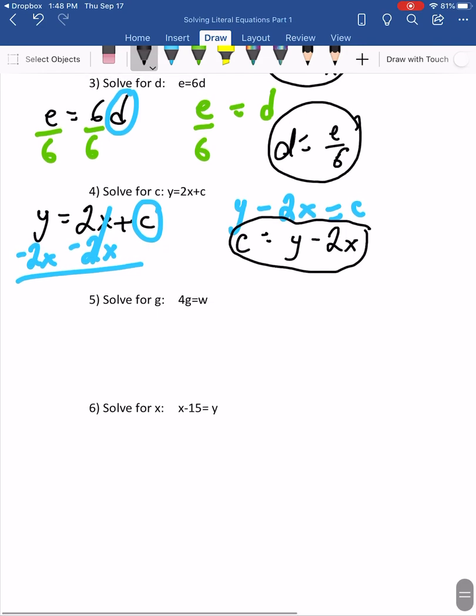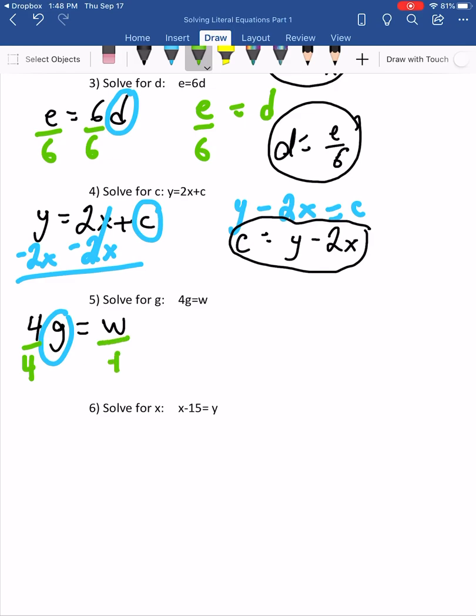Okay, number 5. So we have 4g equals w. We're solving for g. Want to get rid of that 4. What's going to get rid of that 4? Well, the 4 is multiplying the g, so we're going to divide each side by 4. Okay. And the 4s here will cancel out. We have g equals w over 4. And we don't need to turn anything around here because it already begins with g equals.